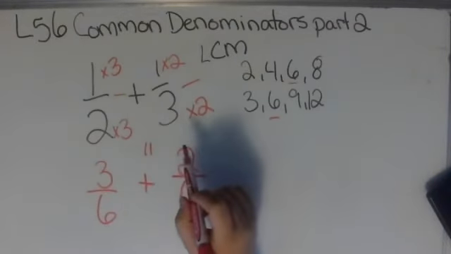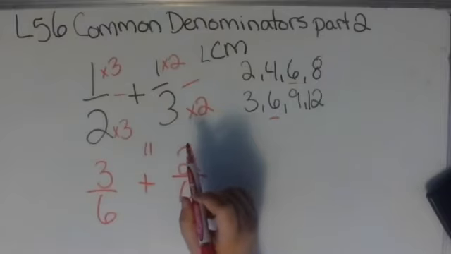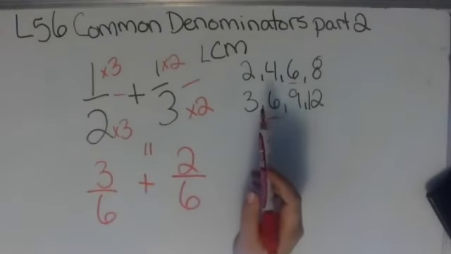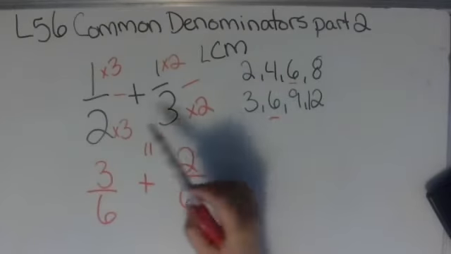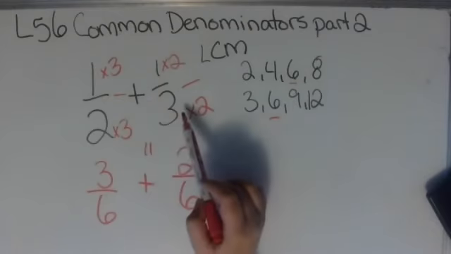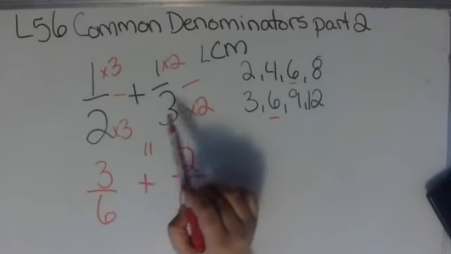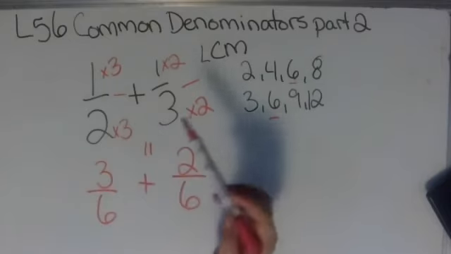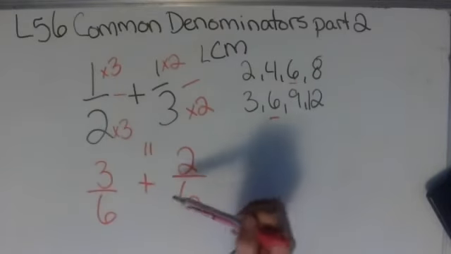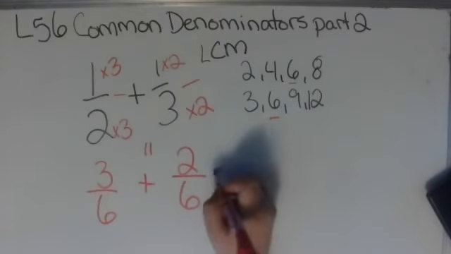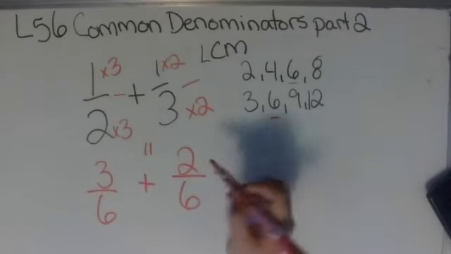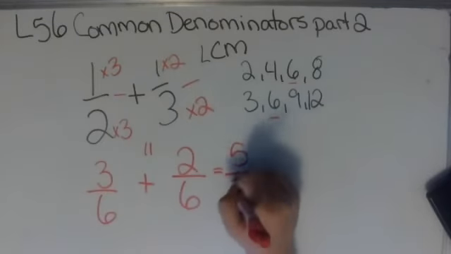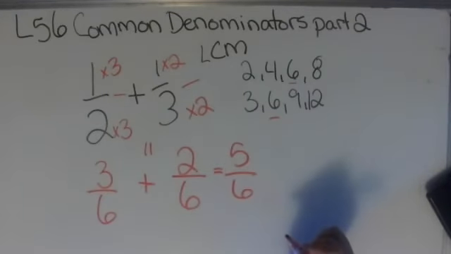If you noticed from up top, what I actually did after finding the lowest common multiple was I timed this fraction by 3 and this fraction by 2. So I times each fraction by the opposite denominator to get me the common denominators. So now I add them together. 3 plus 2 is 5 over 6, because I just carry my denominator over.